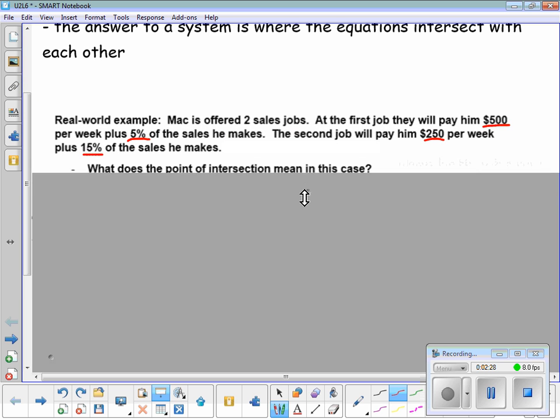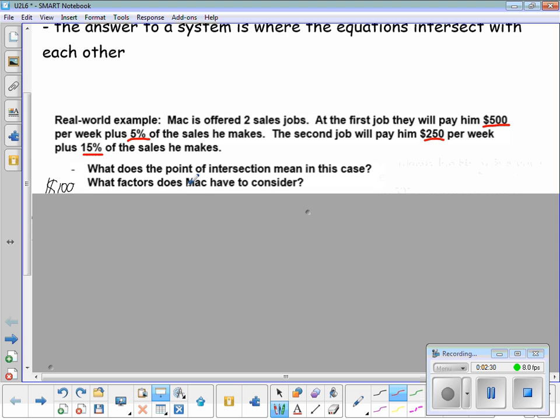Now, things that we need to consider. What does the point of intersection mean in this case? Well, I'm going to graph his first job and see how his income goes. And I'm also going to graph his second job to see how his income goes. So the point of intersection in this case would be when both jobs earn the same amount of money. Now, there's also things like what factors does Mac have to consider? Well, the factors we'll discuss afterwards at the bottom of the page, because there are numerous factors when we're talking about this kind of job situation.